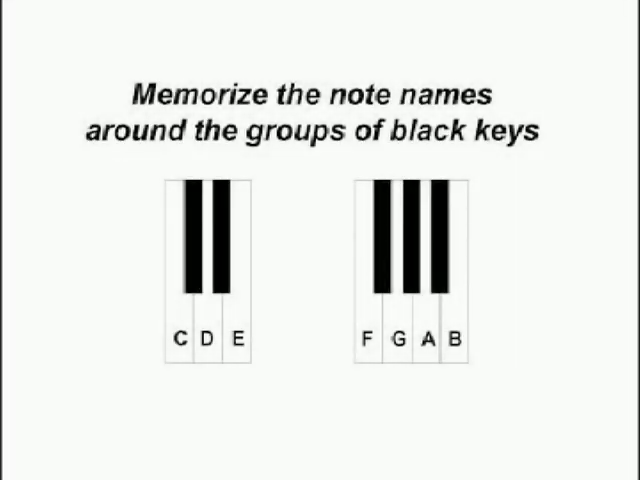Okay, now that you found all the notes on the keys, the next step is to memorize them. So one easy way is by concentrating on the notes around the group of 2 black keys, C, D, and E, and then the notes around the group of 3 black keys, F, G, A, and B. When you've memorized the note names, you're ready to learn about the time signature.